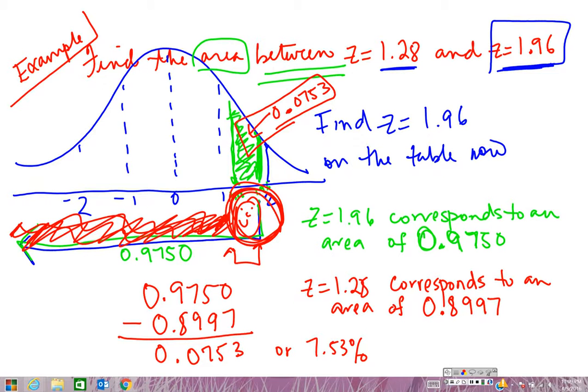Alright, this concludes my video on how to find the area between two z values.